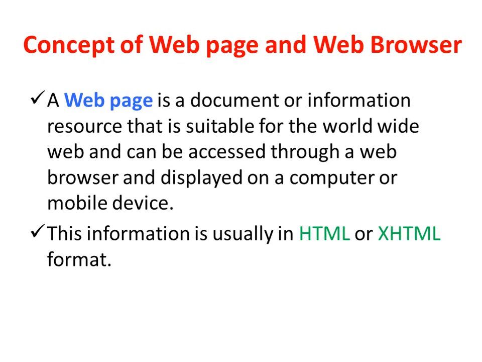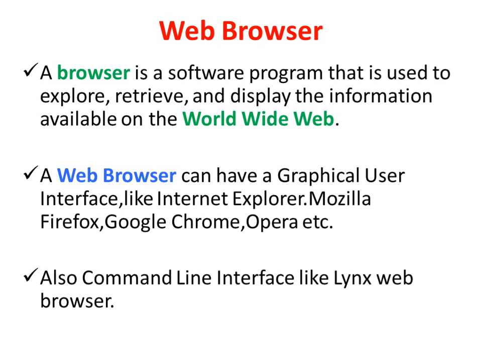Each and every page on the internet or on a website is accessed through a web browser and displayed on a computer or mobile device. This information is usually in HTML or XHTML format. A web page's information is made in HTML or XHTML format. Clear? Then what is a web browser?